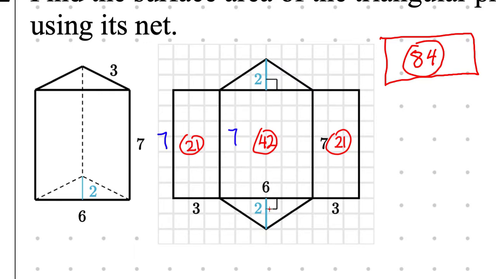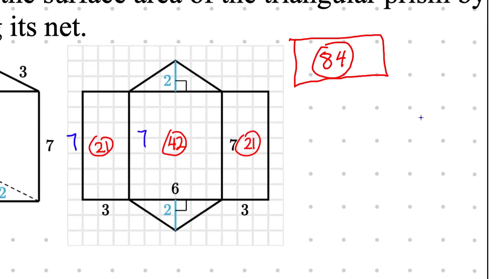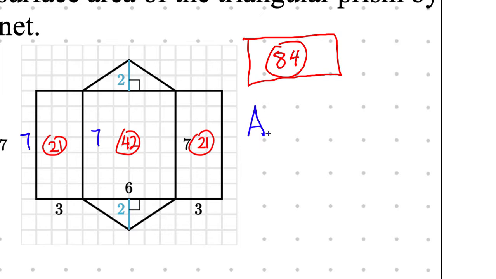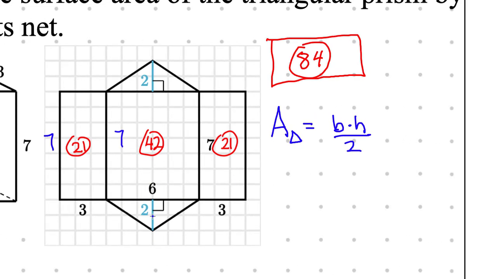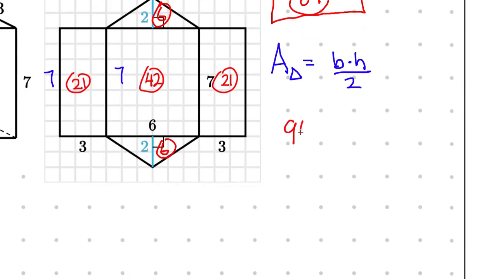And don't forget your triangles. So this triangle is, we'll write down the formula for a triangle in case you forgot. The area of a triangle is equal to base times height divided by 2. Cool. So base is 6, height is 2. 6 times 2 is 12, divided by 2, and you get 6. So this area down here in red is 6, 6. So I need to add 6 plus 6, which is 12, to 84, and I get 96. So my final answer down here is 96 units squared.